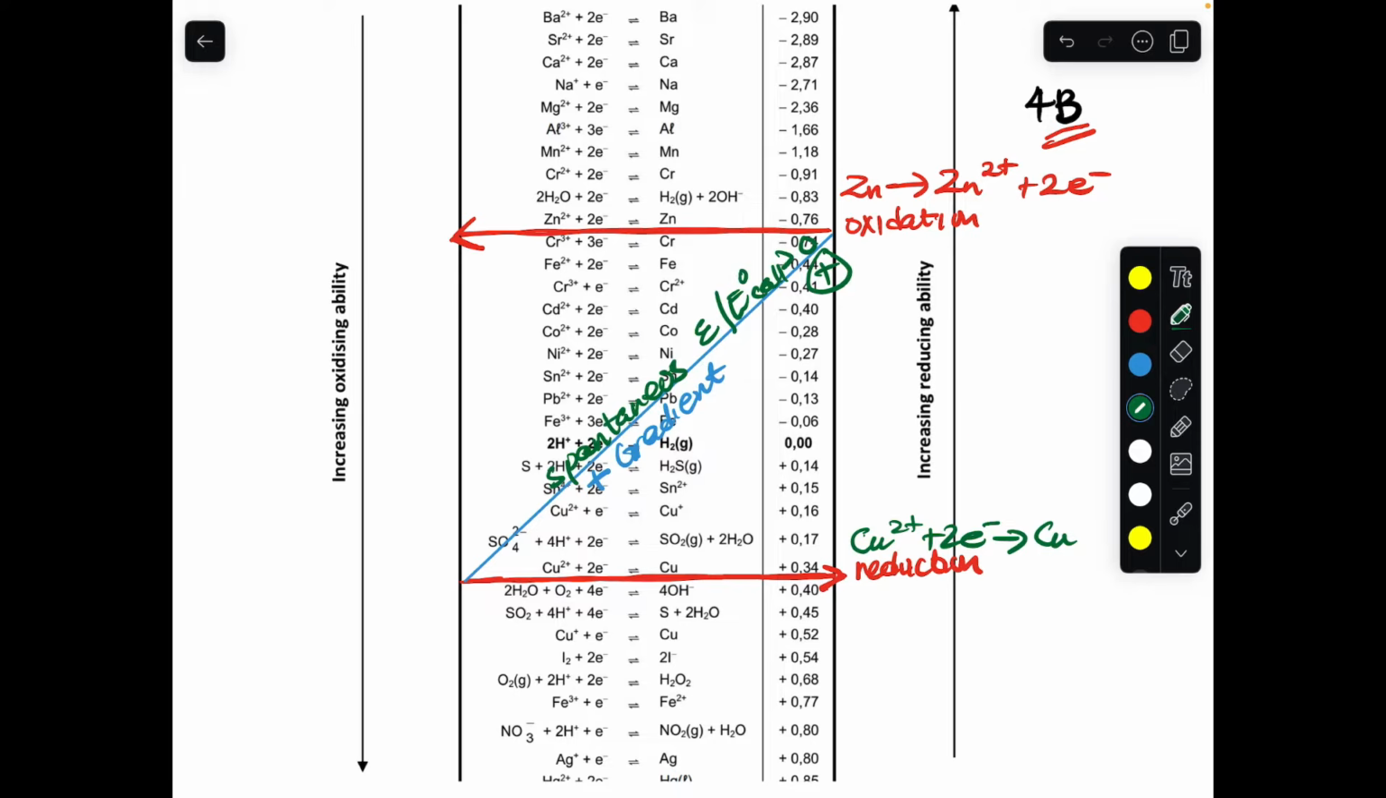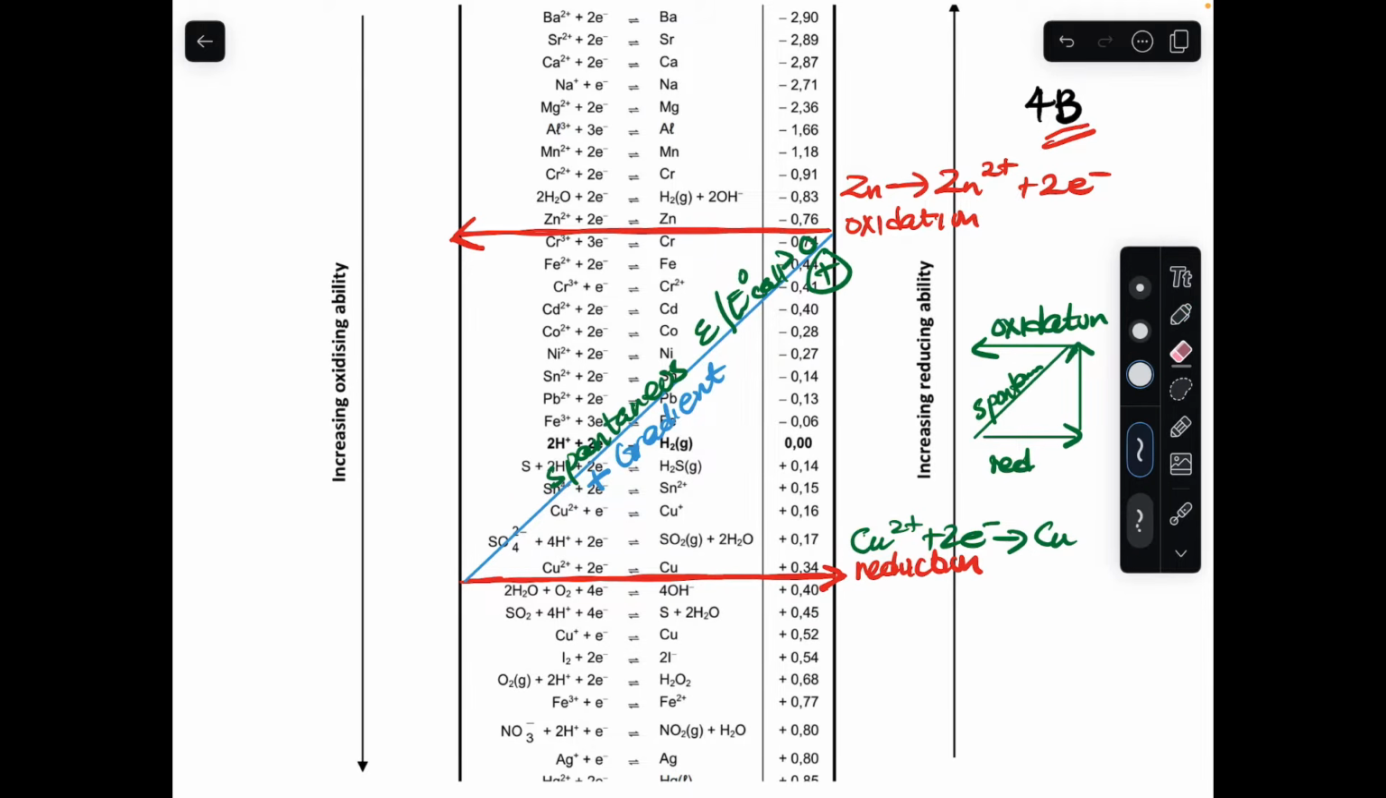So guys, here's another thing to memorize this. This way is reduction, and then up, and then this way it's going to be what? Oxidation. And that diagonal line there means spontaneous, right? It's a spontaneous reaction, right?